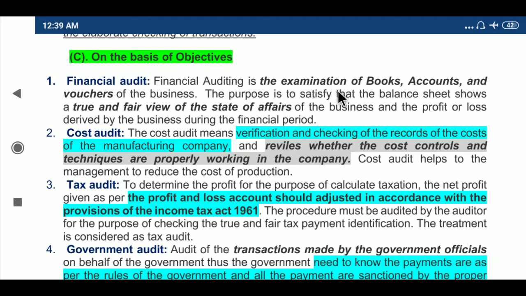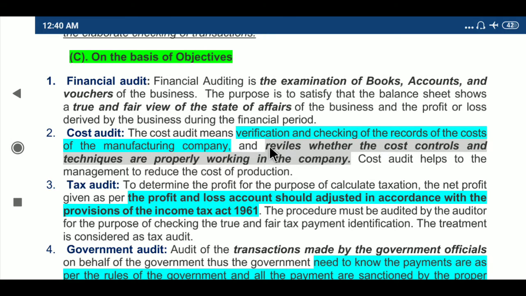Financial audit is the examination of the books, accounts and vouchers of the business. The purpose is to satisfy that the balance sheet shows a true and fair view of the state of affairs of the business and the profit or loss derived by the business during the financial period. So it is the examination of the books, accounts and vouchers of the business, to show the true and fair view of the state of affairs. Next, second one, cost audit.